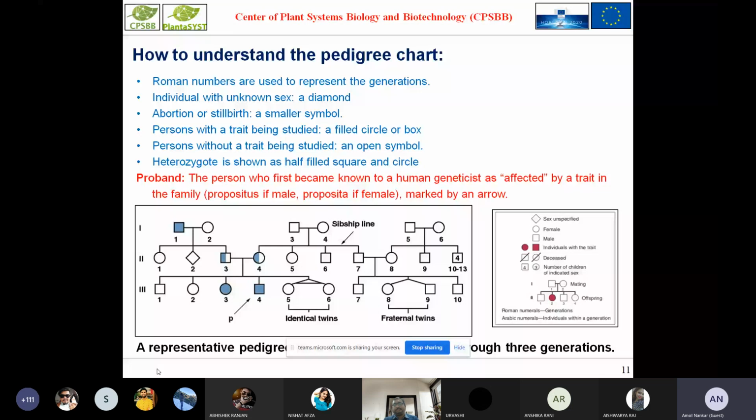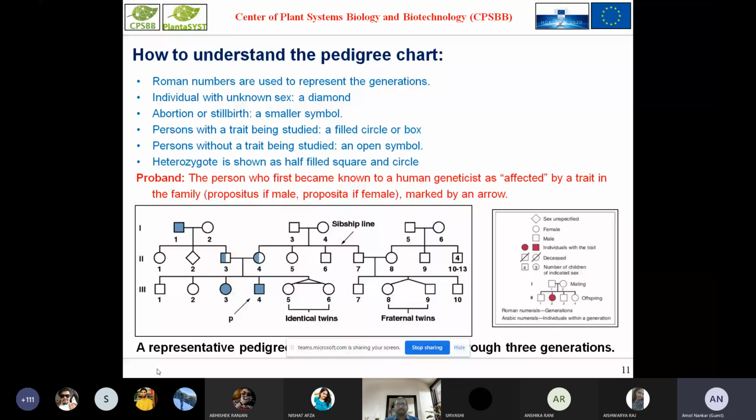So we have three generations, and in the first generation we have six individuals. In the second generation we have a total of 13 individuals, which are represented in the middle row, 1, 2, 3, all the way up to 13. And then the third row represents the third generation. So basically, this allows us to understand the pedigree chart.